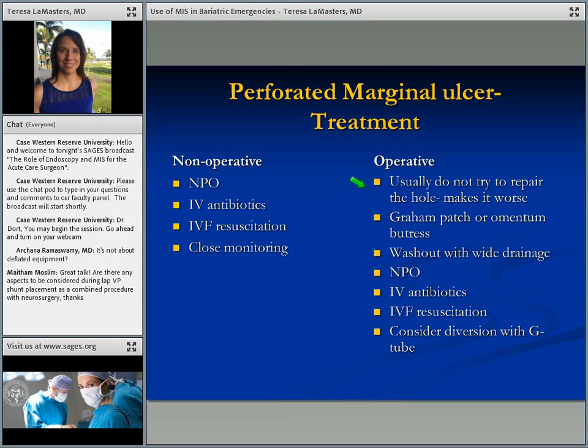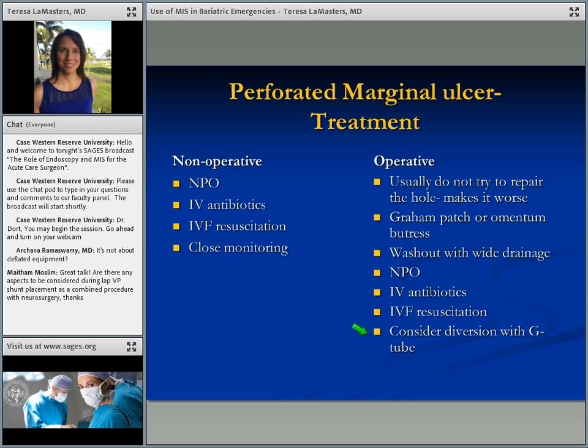Usually do not try to close the hole. It's going to make it worse. You're going to make the hole bigger. A Graham patch with the omentum can be helpful if you can get a tongue up there. But really, wash out, wide drainage, NPO, antibiotics, IV fluid resuscitation, and then consider a gastrostomy tube in that remnant.